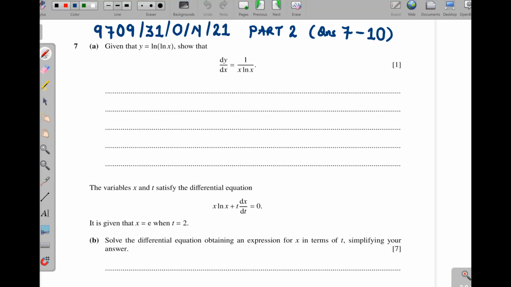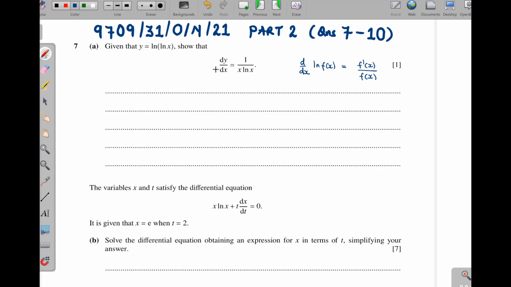Part 2. This is for questions 7 to 10. Question 7, part A. Given that y is equal to the natural log of x, show that dy dx is equal to this. Now, you know that when you differentiate with respect to x the natural log of a function, then you get that function, you differentiate it, and then you divide by that same function.